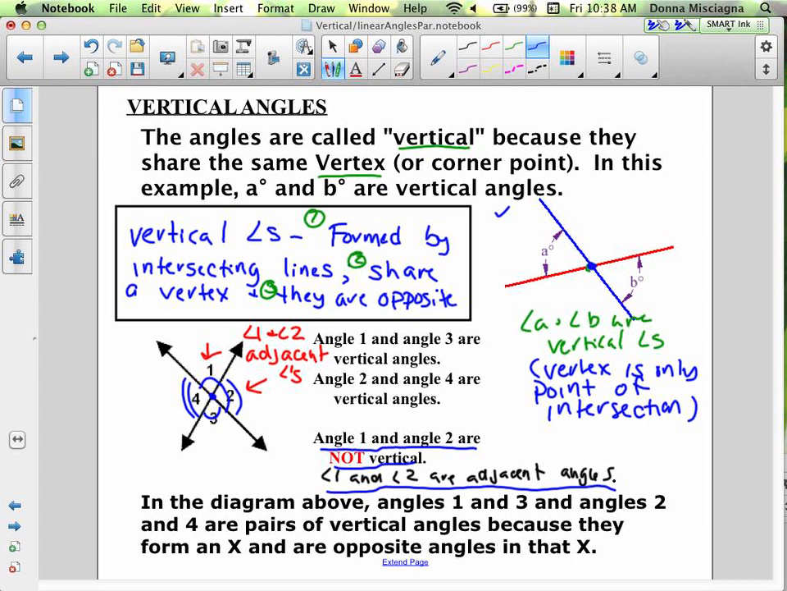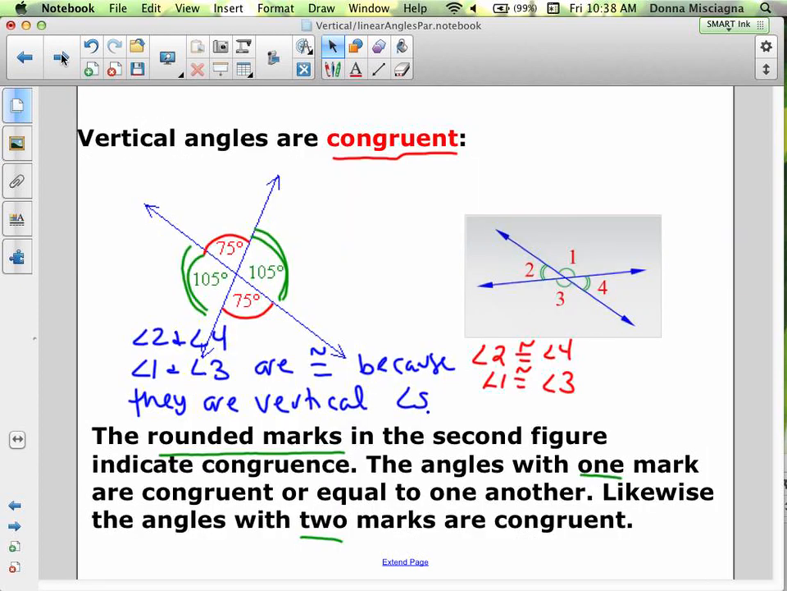All right, so in the diagram above, angles 1 and 3 and angles 2 and 4 are pairs of vertical angles because they form an X. Then they're opposite angles in that X. They share a vertex and they're formed by intersecting lines. Okay, so you have that information already in your notes. And I think on this page there's a fill-in for you.